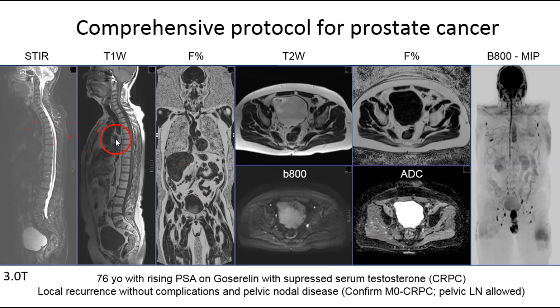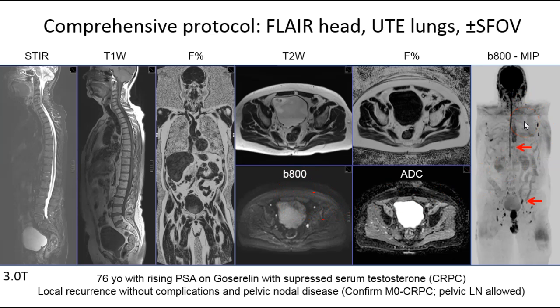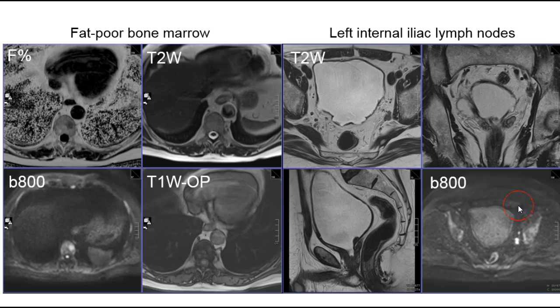Again, you can see STIR, T1, coronal Dixon reconstructed as fat fraction images, axial Dixon reconstructed as fat fractions, T2 weighted images, which is compulsory, and diffusion weighted images. And it's these diffusion weighted images that are made into these MIP images. And here you can see that there are 2 abnormalities that you can focus down on.